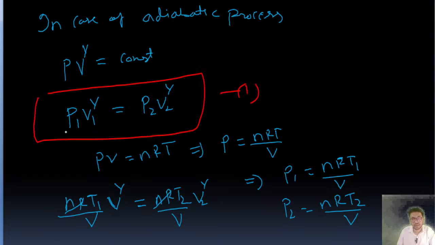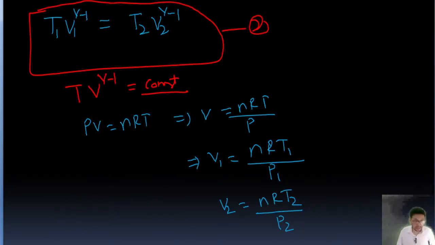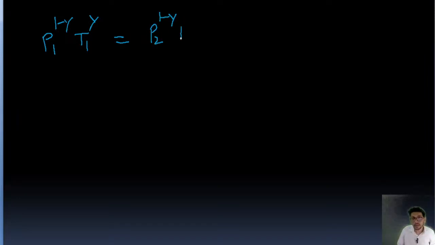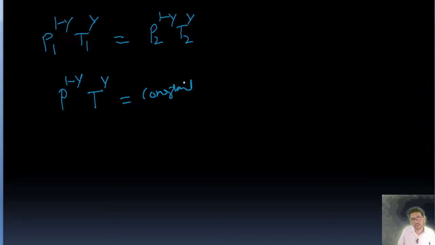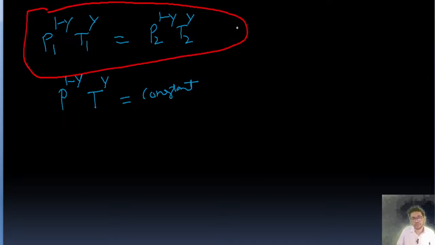So this is going to be T1 to the power 1 minus gamma P1 to the power gamma equal to T2 to the power 1 minus gamma P2 to the power gamma. Okay, this is the one, or we can write T to the power 1 minus gamma P to the power gamma equal to constant. Right? This is in terms of P and T.